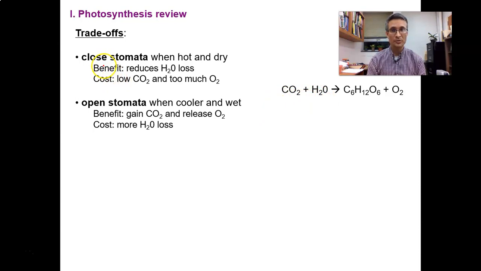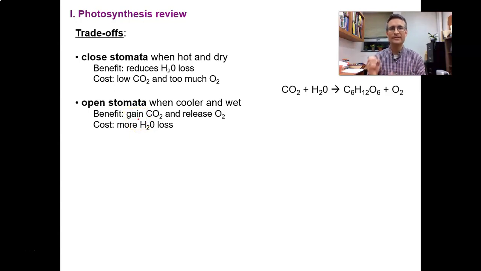So when our stomata are closed, plants do that to hold on to water. That tends to be when plants encounter hotter and drier conditions. So they're hanging on to water, that's the benefit, but the cost is that when your stomata are closed, you can't get carbon dioxide in, and you risk building up too much oxygen inside the mesophyll cells of the leaf. On the other hand, you can open your stomata to bring in CO2 and let O2 out. That's the benefit, but the cost is that you also lose more water. So, as with everything in life, you can't have your cake and eat it too, or as plants would say, you can't have your carbon dioxide and water as well.